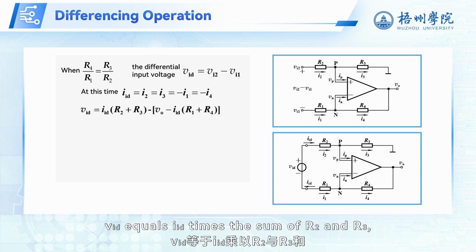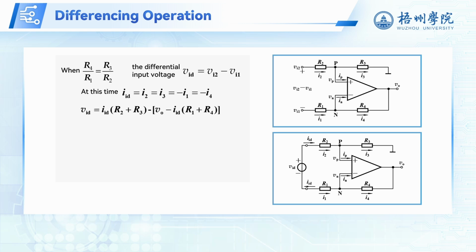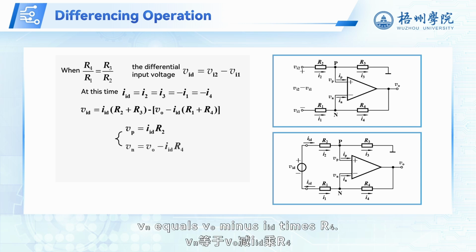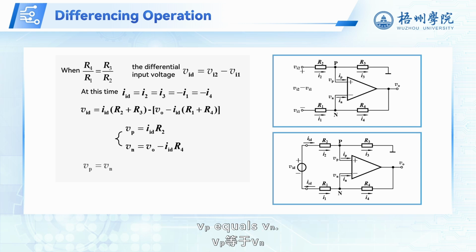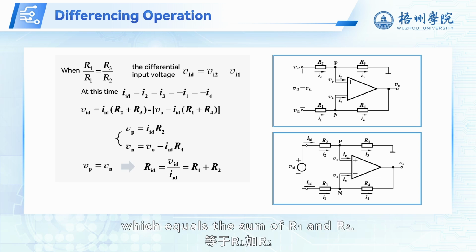VID equals IID times the sum of R2 and R3 minus VO minus IID times the sum of R1 and R4. VP equals IID times R2. Vn equals Vo minus IID times R4. Vp equals Vn, the differential input resistance. RID equals VID divided by IID, which equals the sum of R1 and R2.